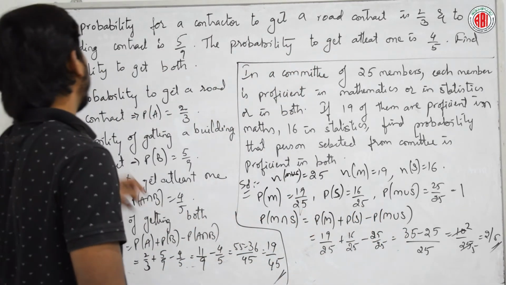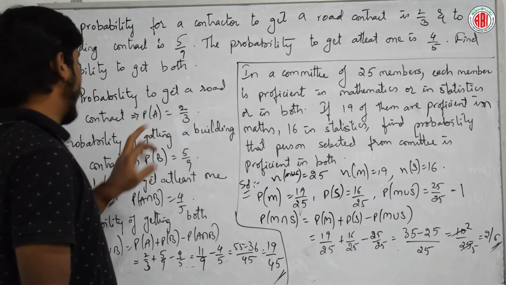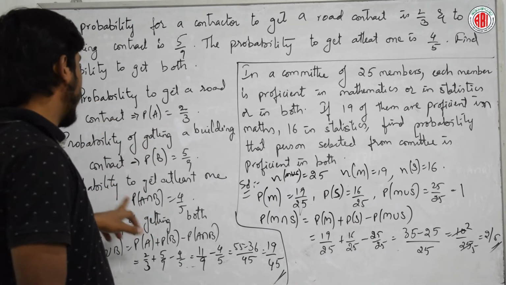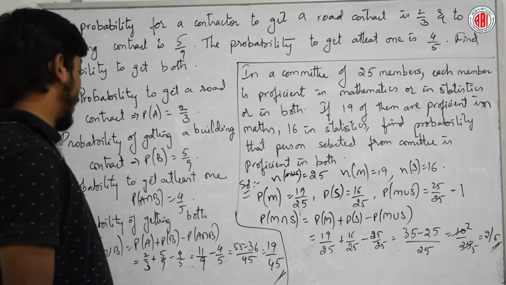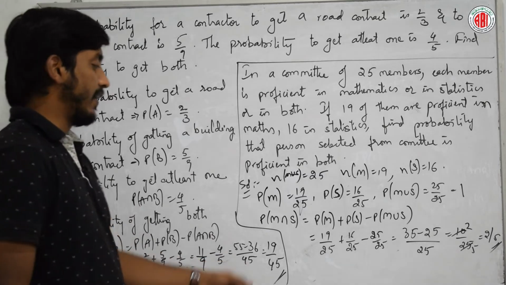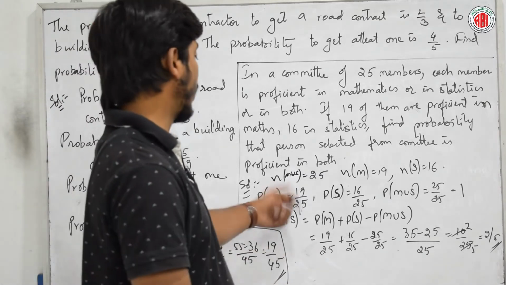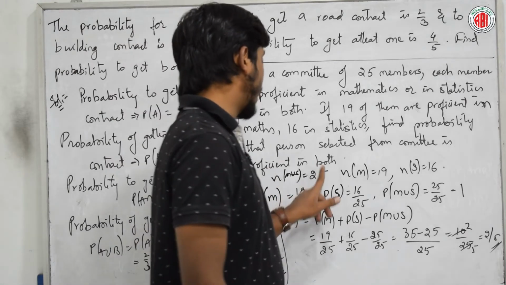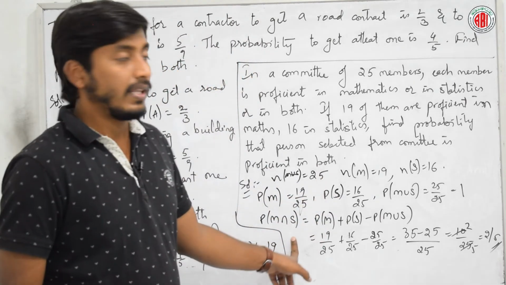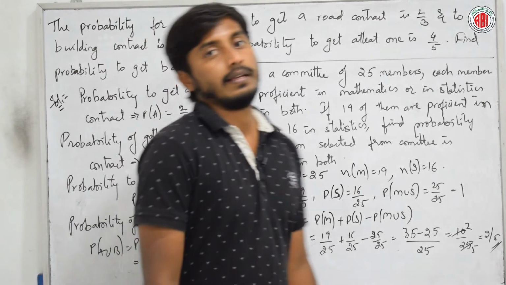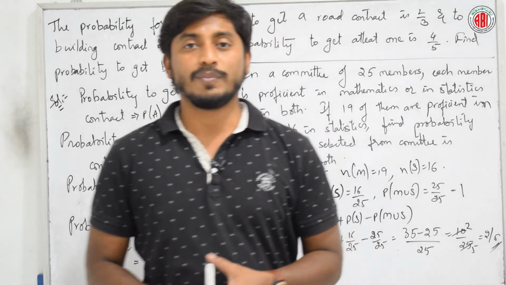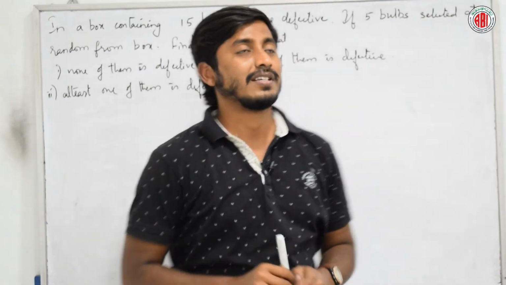Once again, see here. Here he gave road contract probability and building contract probability. He is asking us to find at least both the contracts together. Then we'll get it using the addition theorem. Here also he gave proficient in both, then we have to find this. Clear? Shall we go to the next problem? Let's do it. Look at the next question.